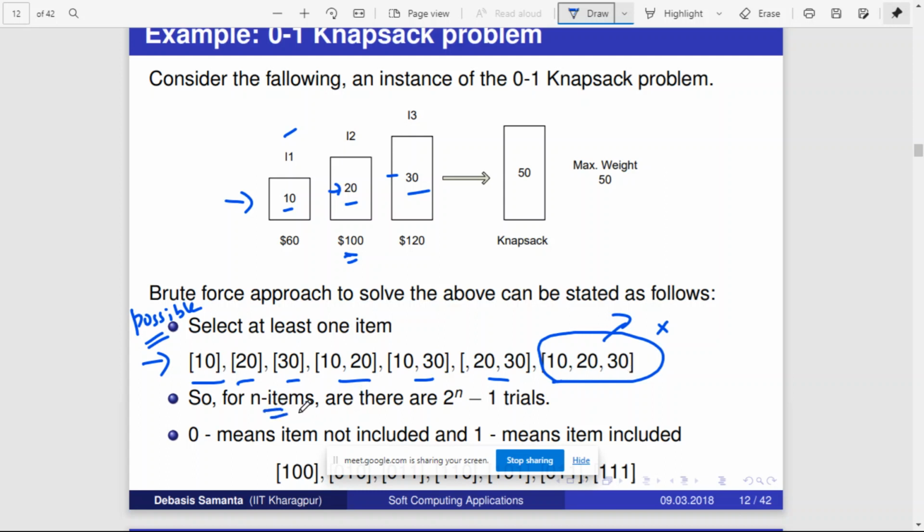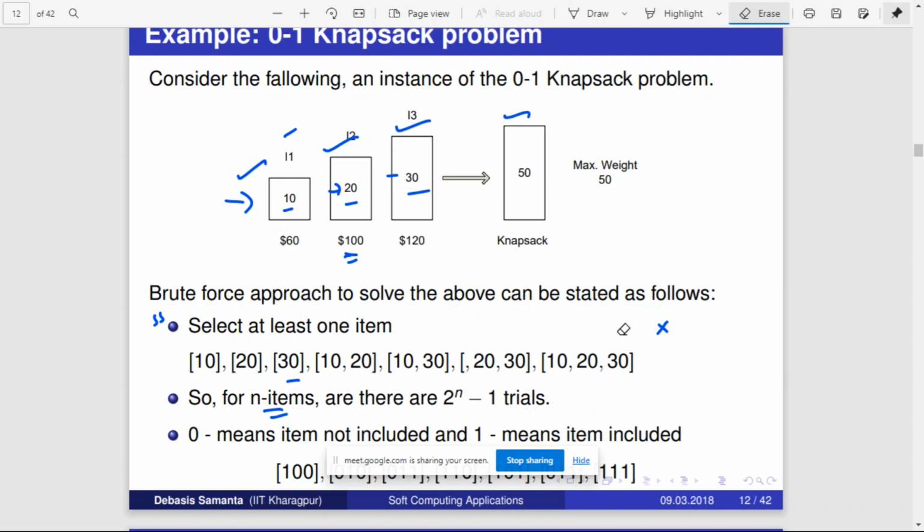So when there are n items, how many combinations are available? 2 to the power n minus 1 trials are available. Are you getting? So in this case, how many items are there? How many solution combinations are possible? Yes, 7 combinations are available. So these are the 7 combinations: 1 2 3 4 5 6 7, right?